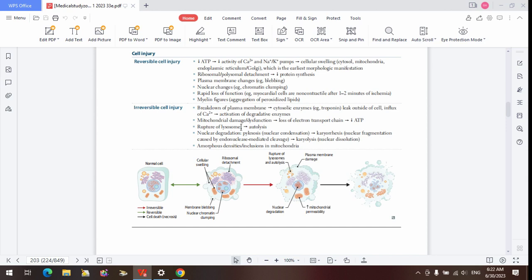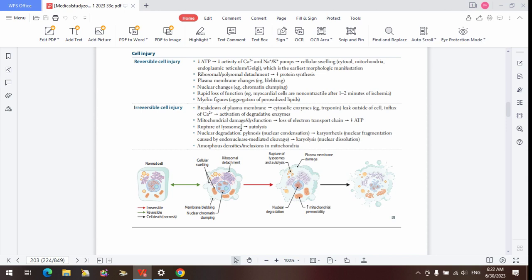Pyknosis, which is condensation of the nucleus. So once we are seeing all these nuclear changes, pyknosis, karyorrhexis, we know that this cell is undergoing either apoptosis or necrosis, irreversible cell injury. For the nuclear changes, we talked about pyknosis, which is condensation of the nucleus. We talked about karyorrhexis, which is nuclear fragmentation due to endonuclease cleavage of the chromatin, so they become fragmented throughout the cytoplasm. Then the last one is the eventual disappearance of the nucleus, which is karyolysis. We don't see it anymore.